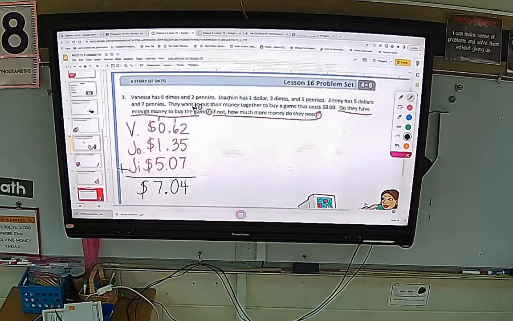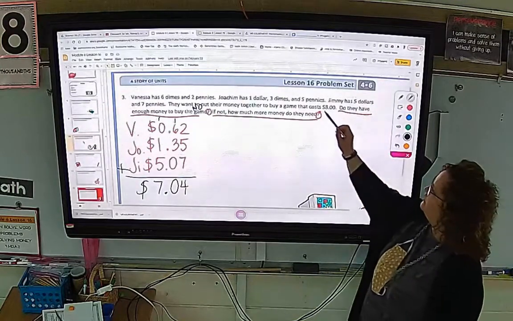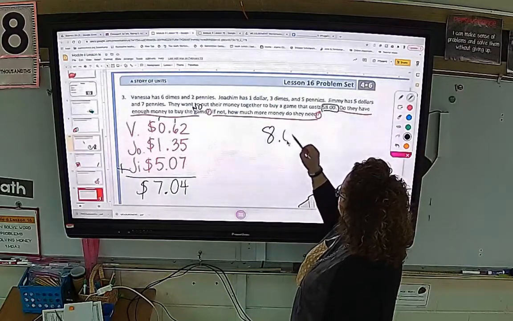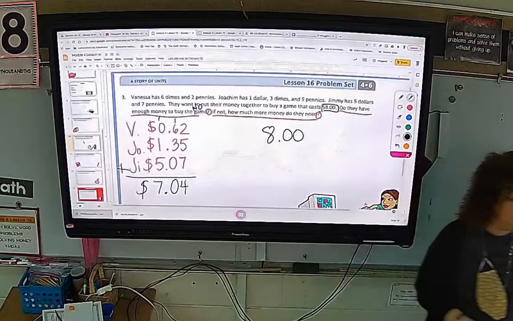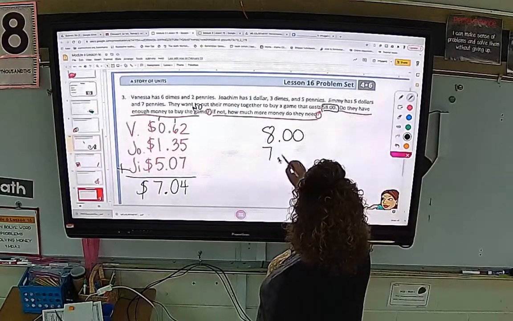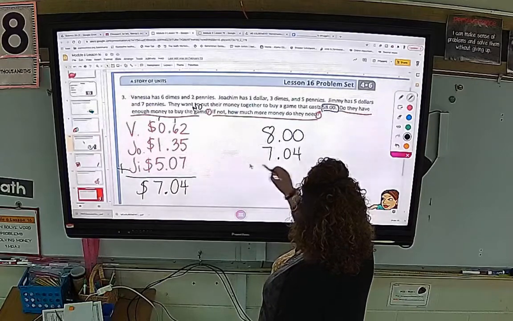All right, so Alex, what's the next step then? You do $8. And I like how the book went ahead and wrote the $8 like that for us, so we remembered that we can write it like that. We subtract 7.04.